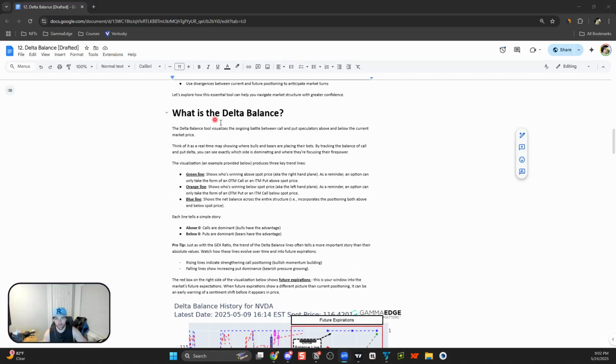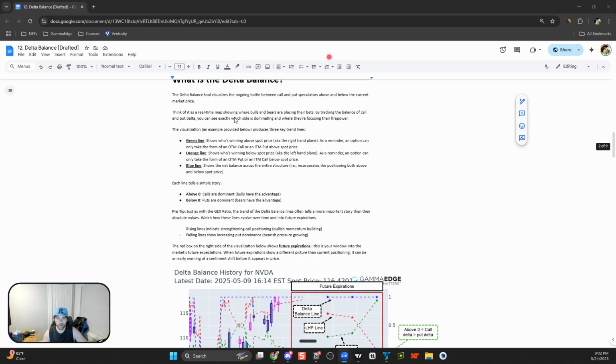What even is the delta balance? As we said just a little bit ago, the delta balance tool visualization shows us the ongoing battle between call and put speculators above and below current spot price. Think of that as your real-time map showing where bulls and bears are placing their bets. By tracking the balance of call and put delta, you can see exactly which side is dominating and where they're focusing their firepower.